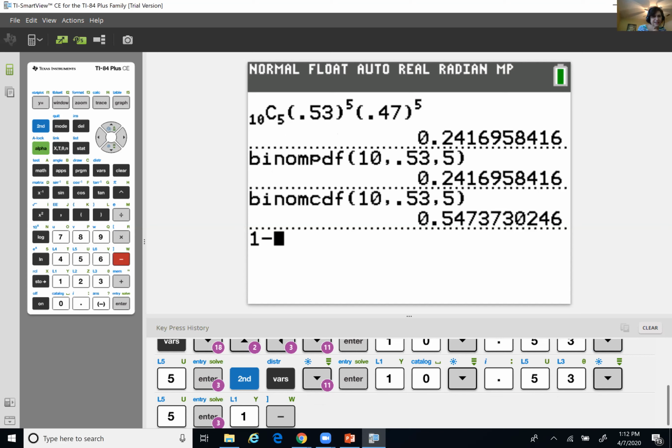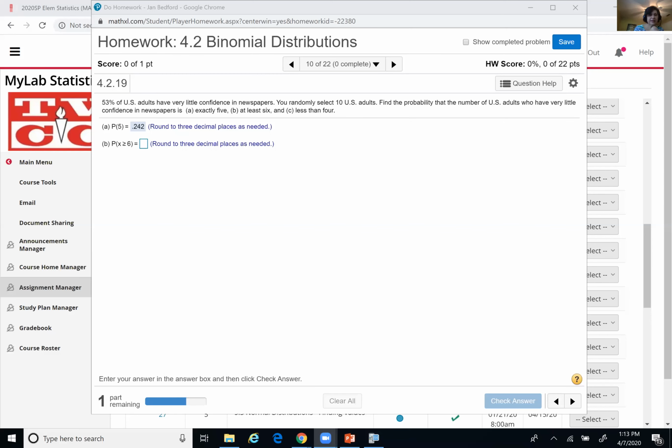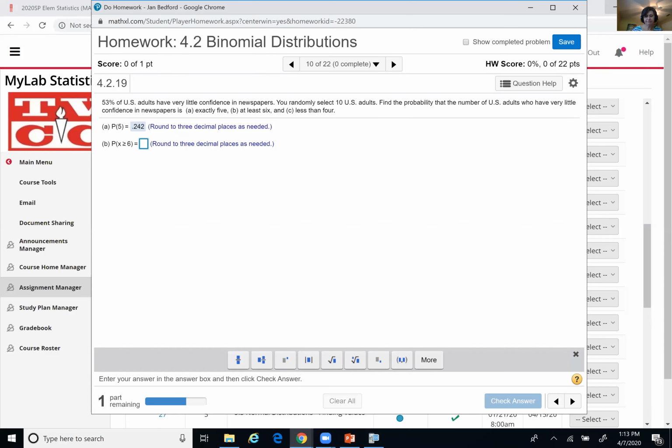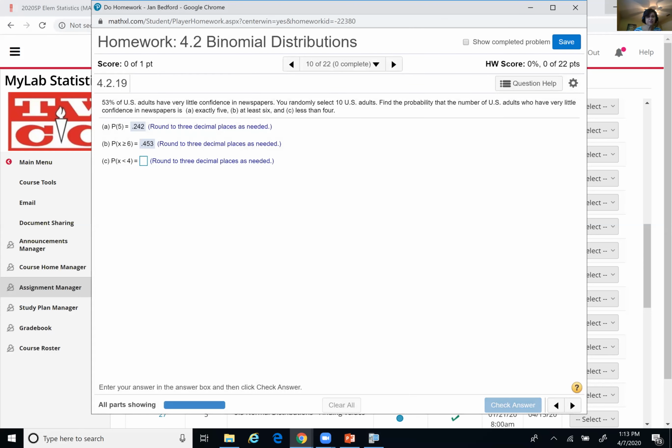Exactly. I can do second answer and enter, and I get 0.45262. If I enter this in 3 places to the right of the decimal, I'm going to be putting in what number? 0.453. Are we in agreement on that? Very good. You can do each one of those manually and add them up, but this is a little bit faster. Okay, how would we get the answer to the probability being less than 4?